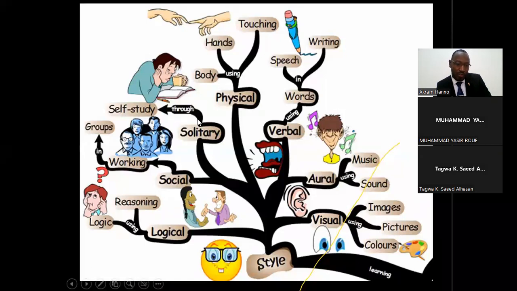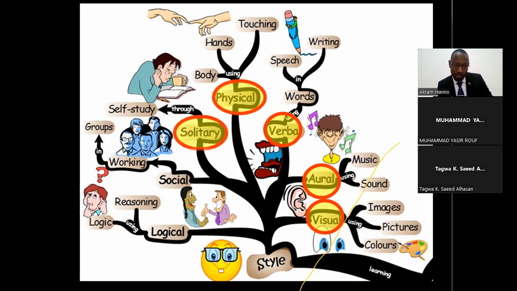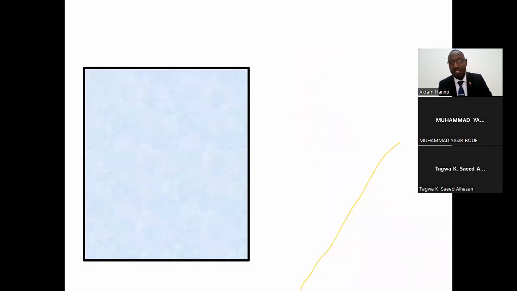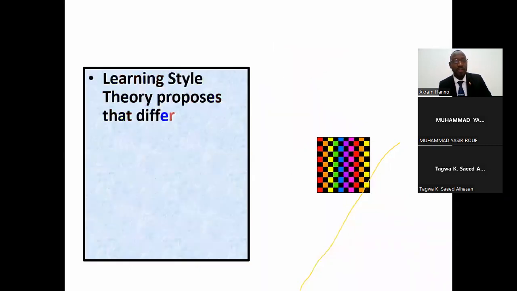Here we have solitary, through self-study. Social is working in teamwork, working together in groups. Logical is reasoning and logic. So the first one is visual, then we have oral, verbal, physical, solitary, social, logical. So these are the learning styles that we'll be talking about.